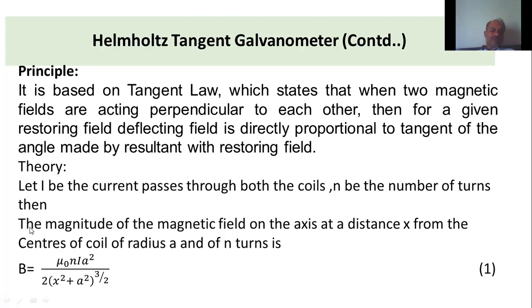So next we'll come to the theory. Let I be the current passing through both the coils, N be the number of turns, then the magnitude of the magnetic field on the axis at a distance x from the center of the coil of radius a and of n turns is given by this equation. As I just told, this is the expression for the magnetic field due to a circular coil, and all the terms I have explained.